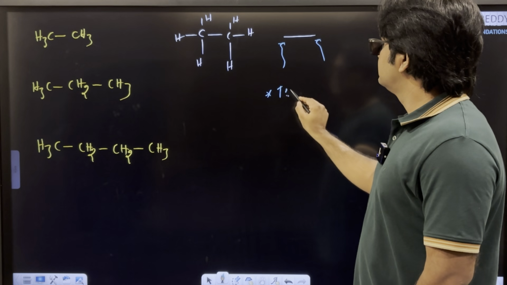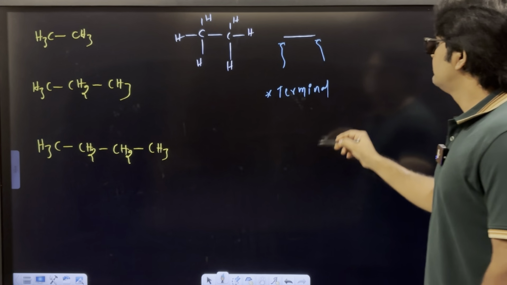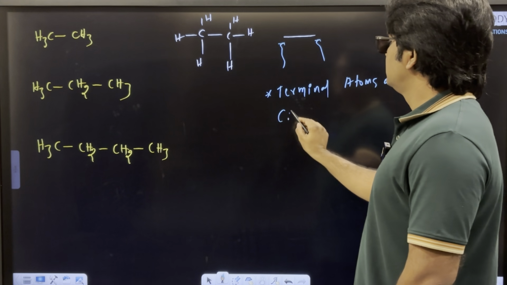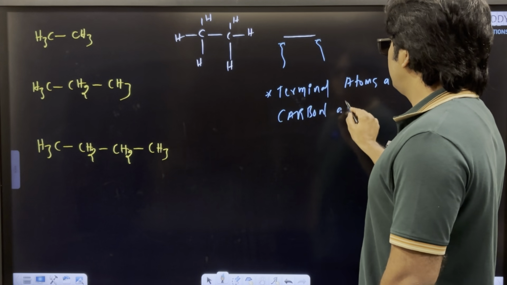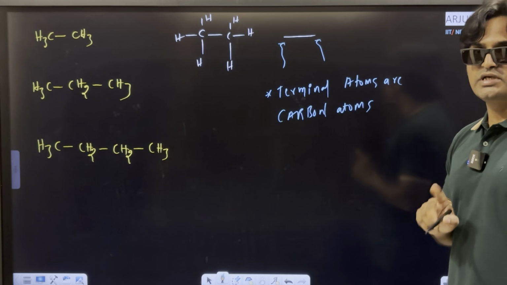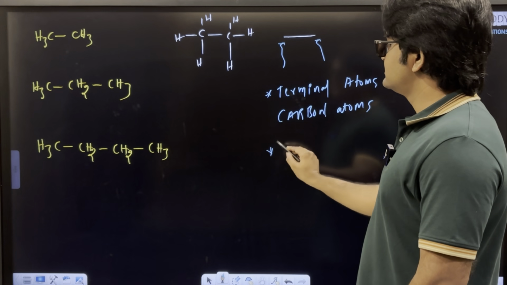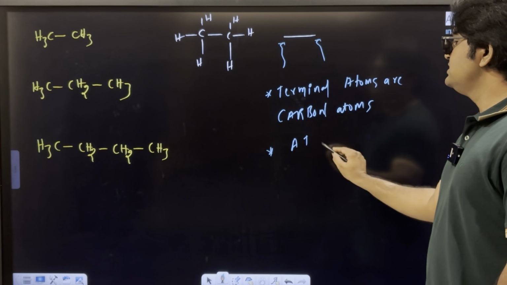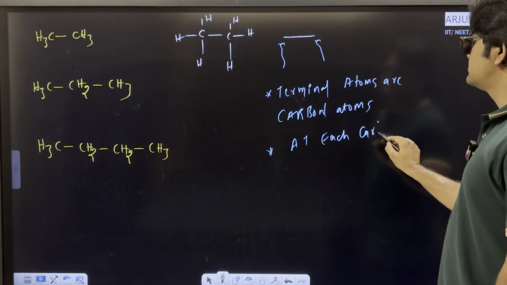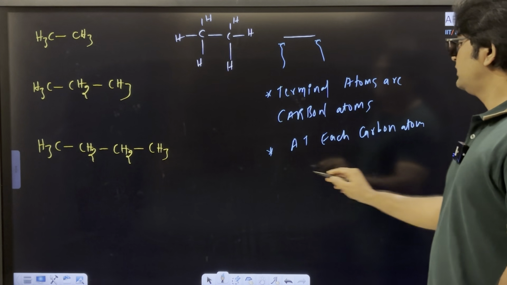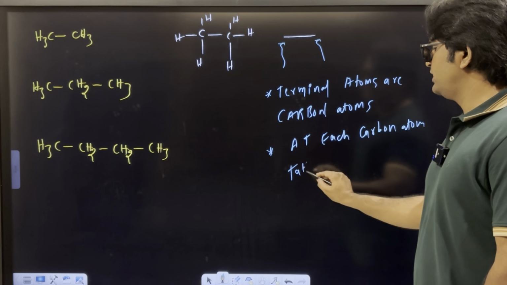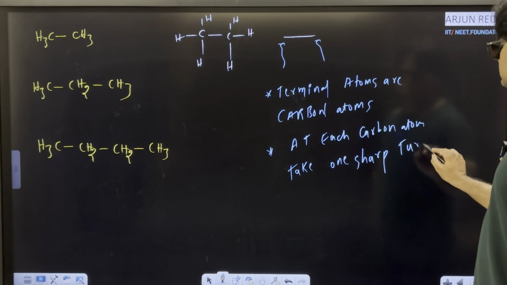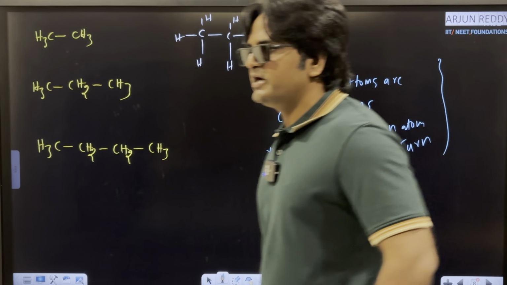Now, terminal positions or terminal atoms are carbon atoms. Terminal atoms are carbon atoms. Okay, terminal atoms are carbon atoms. And remember this point. For example, if more than two carbon atoms are present, at each carbon atom take one sharp turn. Yeah, these are the two very basic points.